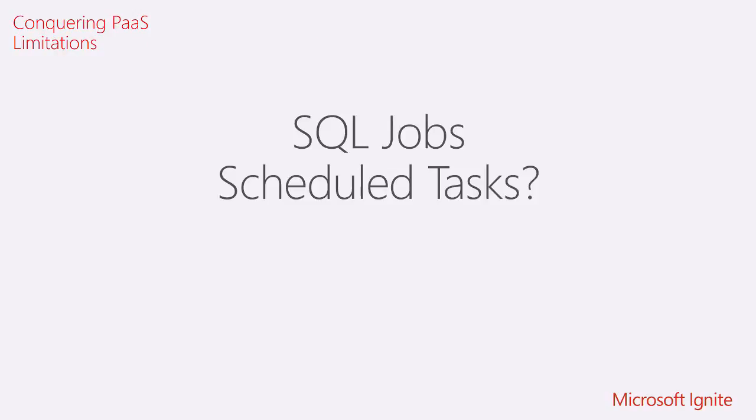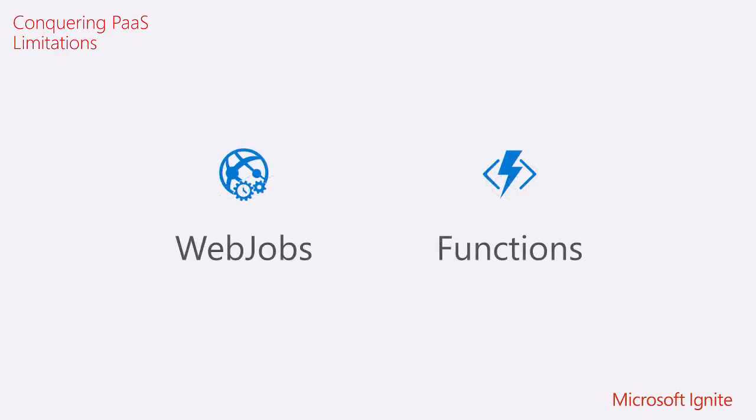For SQL jobs and scheduled tasks, your options are web jobs and functions, and they are becoming more achievable and easy. For example, with web jobs, you can use the cron standards to define how often your web job would run. And this file, you just put it with the setup of your web job in the web app, and instantly you have a web job that is running for you.